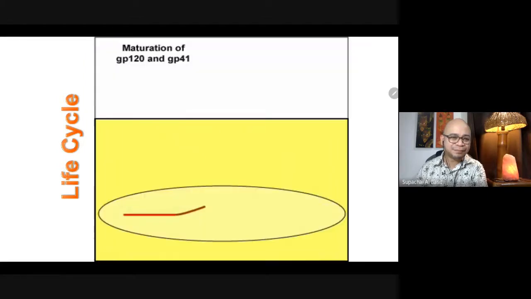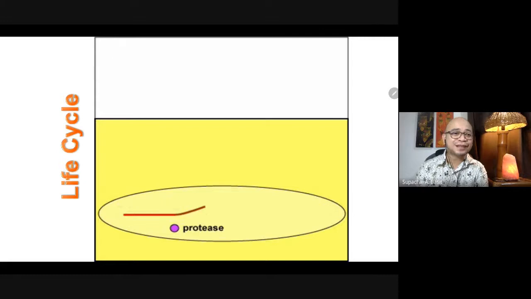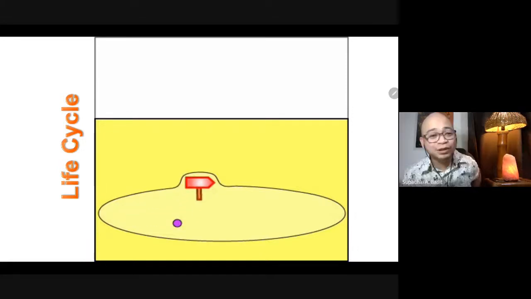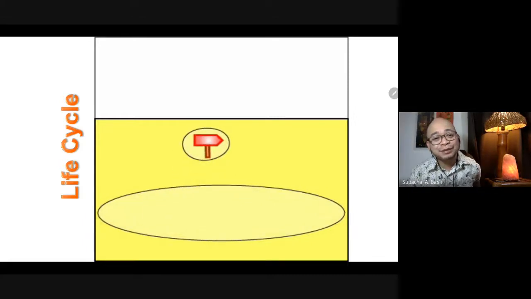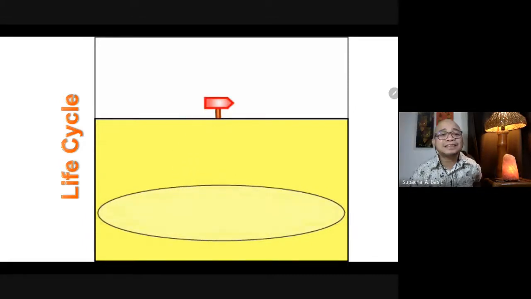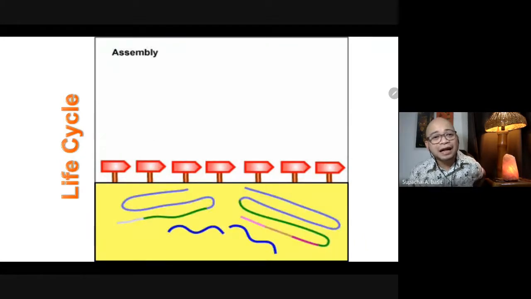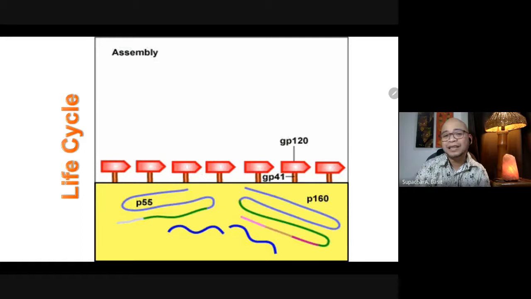Like for example, GP160 will be cut by protease so that it could become GP41 and GP120. And so that's the function of the protease enzyme. So it will be assembled. Once the assembly has taken place, it means that you now have all the proper components needed to form new viruses.